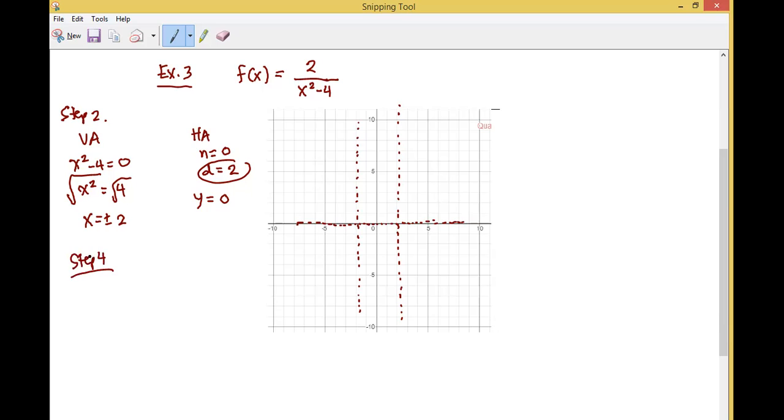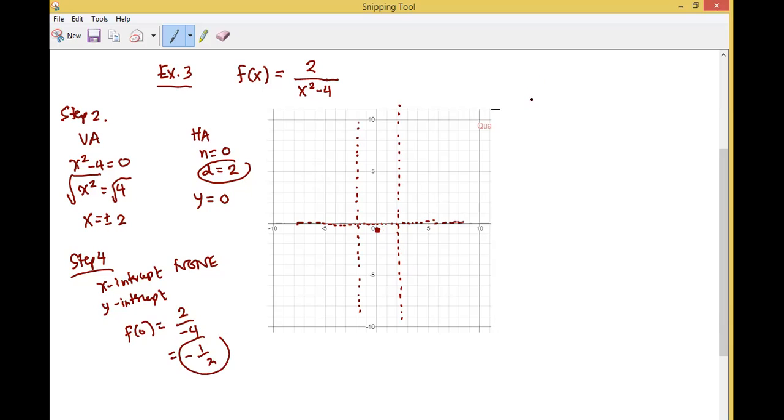Let's have our x-intercepts. Our x-intercept is based on the numerator. And if you see there's no variable in the numerator, so we don't have any x-intercept. For the y-intercept, it's based on the constant terms. So we have 2 for the numerator, negative 4 for the denominator. So we have negative 1/2. Let's plot it. Negative 1/2 is here.